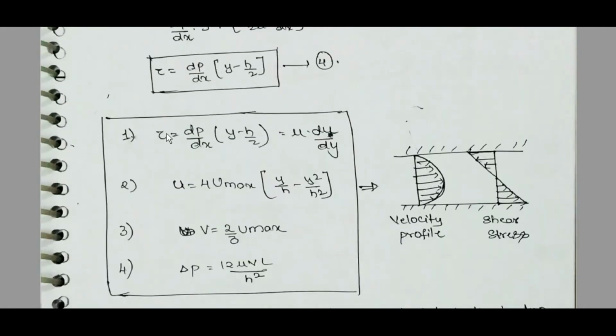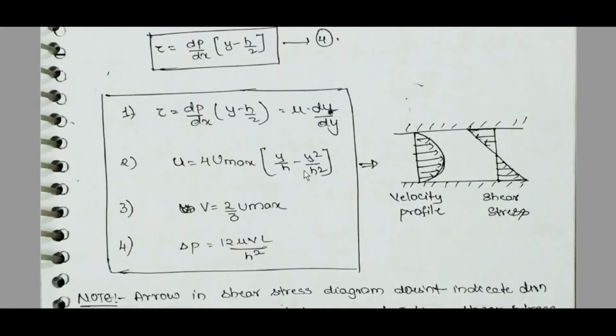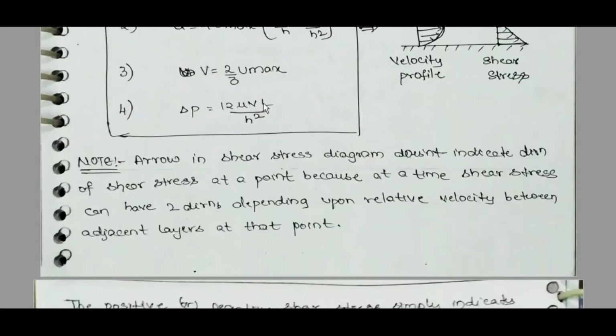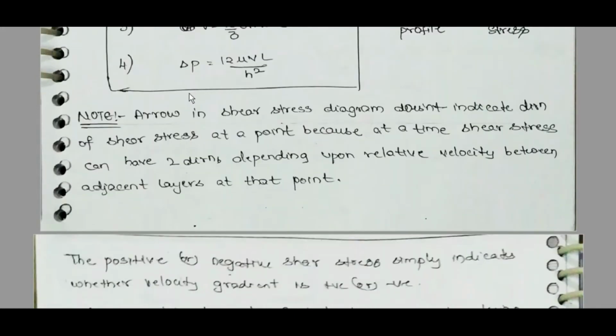Tau is equal to dp by dx into y minus h by 2. Initially positive, then negative. Tau is equal to mu du by dy. U is equal to 4 u max into y by h minus y square by h square. V is equal to 2 by 3 u max. Delta p is equal to 12 mu v l by h square.